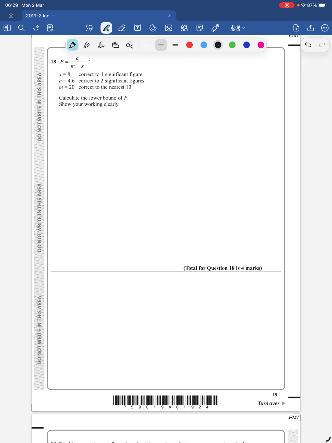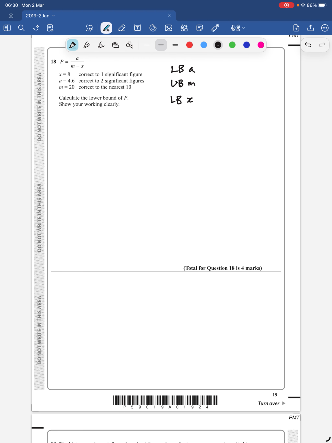So with any fraction, if you want the lower bound, you want the smallest possible value on the top, but the largest possible value on the bottom. So we definitely want the lower bound of a. How do we get the largest value on the bottom? Well, we're going to have the biggest possible m, and we're going to take away as little as possible from it. So we want the upper bound of m, and we want the lower bound of x.